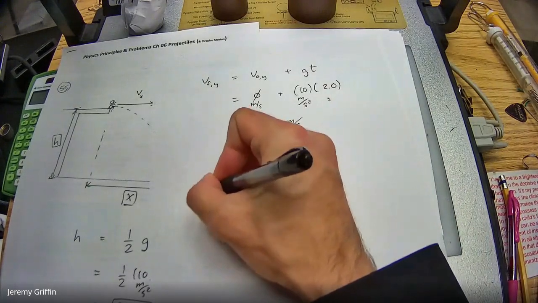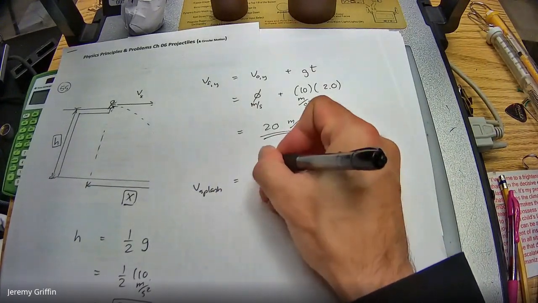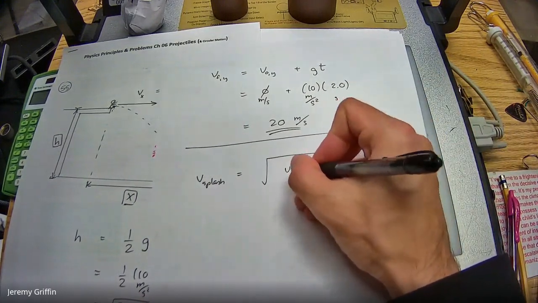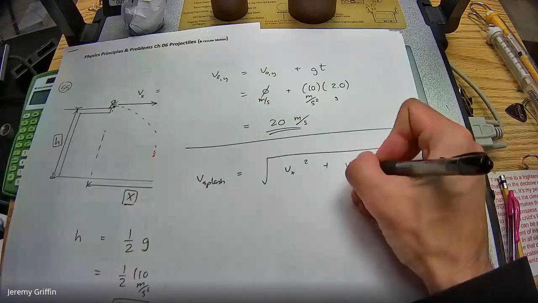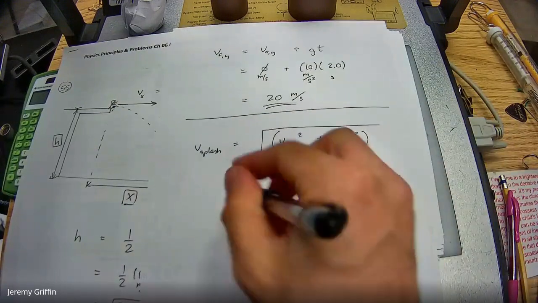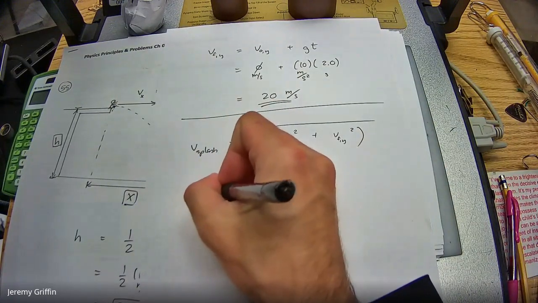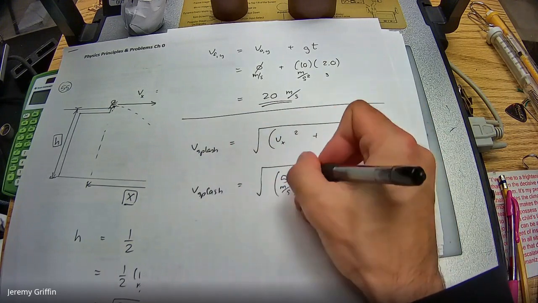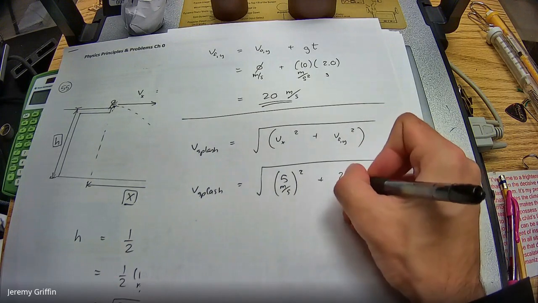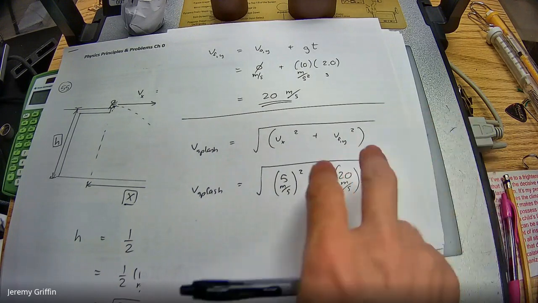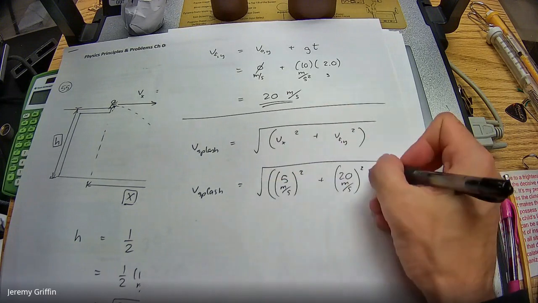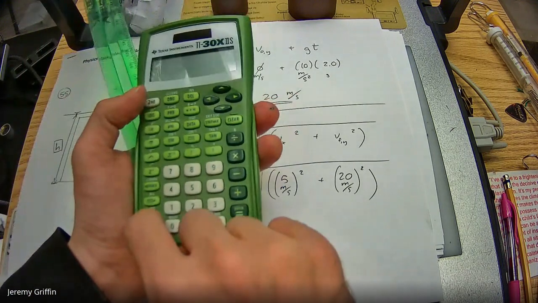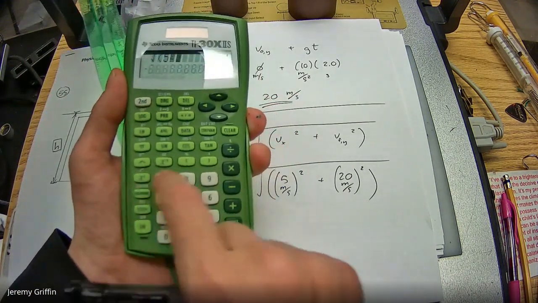So we're going to do Pythagorean theorem. V splash equals the square root of vx squared plus v final in y squared. So there's a general expression for Pythagorean theorem. Pop in those numbers. So it'll be 5 meters per second, 20 meters per second. Those are the two values. Square them, add them together, take the square root. Square root of 5 squared plus 20 squared.